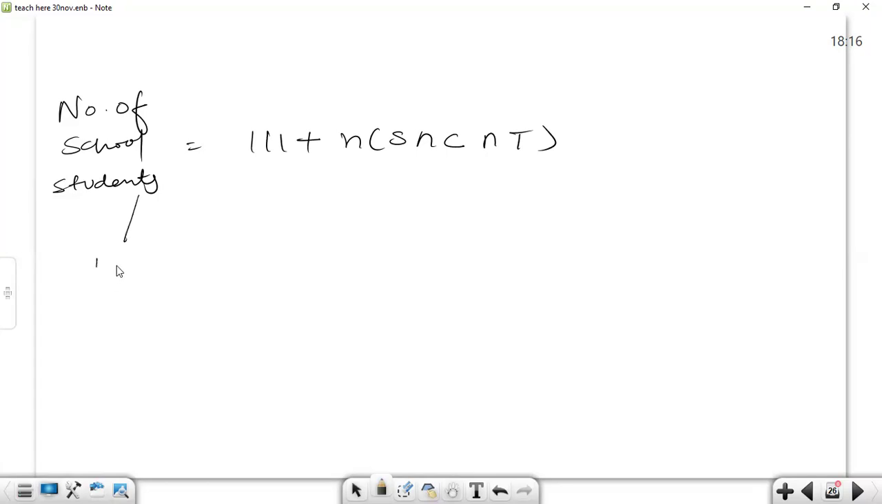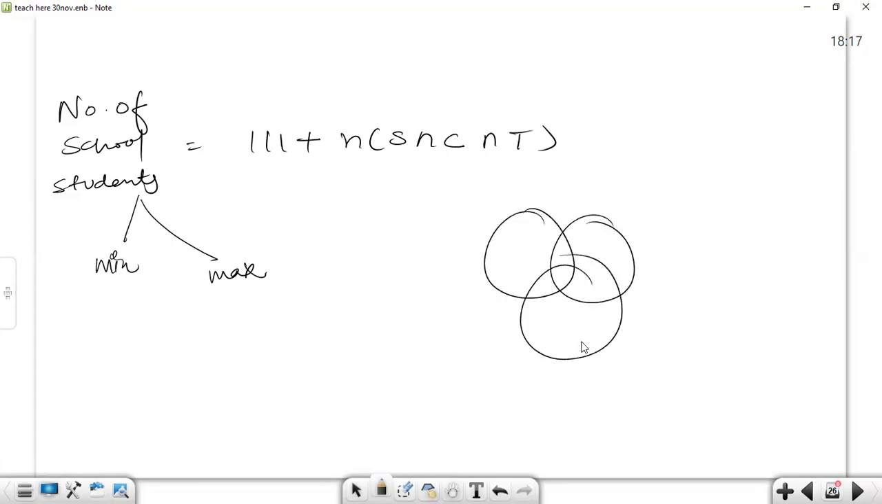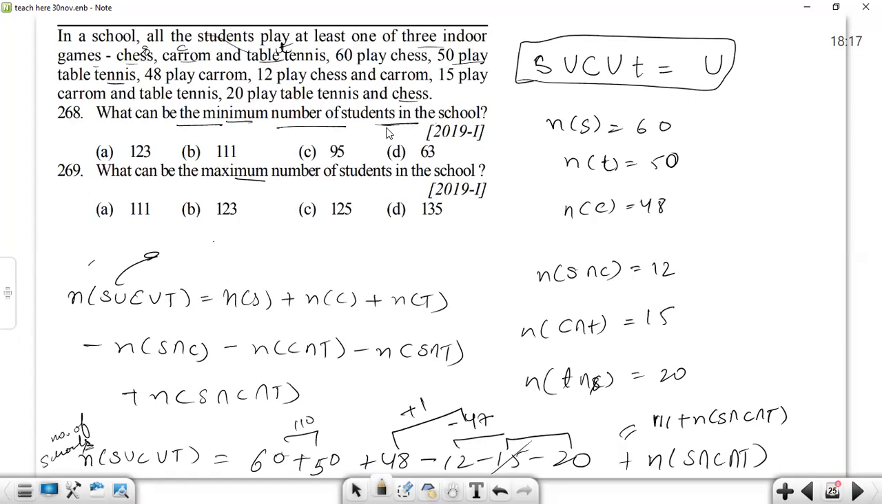No? Now we have to find its minimum and maximum value. As we know, there are three sets like this. For what value does this have to be 0? Because the number of anything is a natural number or a whole number, it can also be 0. So for 0, this will become the minimum. Are you with me? So its value is 111. The answer for the first question, the minimum number of students in the school, is 111.